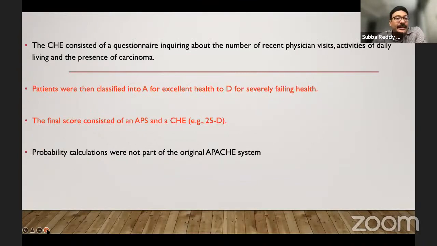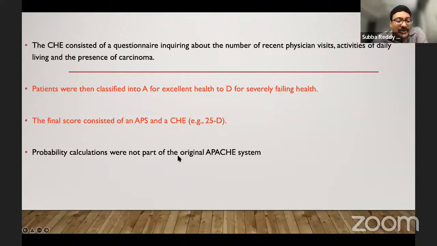The CHC consisted of a questionnaire inquiring about the number of recent physician visits. So how do you evaluate chronic health? You have to find out their recent physician visits, activities of daily living, and presence of any malignancy. The patients were classified from A for excellent health to D for severely failing health. The final score consists of both the APS, acute physiology score, and the CHC. If the chronic health is severely poor, you give the score D, and if the APS is 25, you can say 25D.